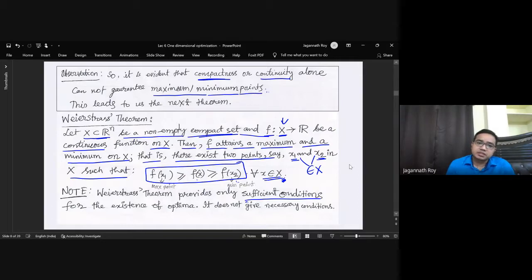Sufficient conditions for the existence of an optimal. It does not give any necessary condition. Now there are two types of conditions. One is sufficient condition, another is necessary condition.